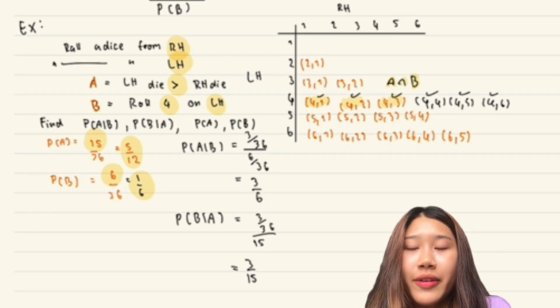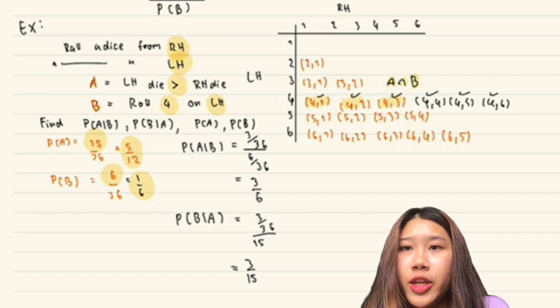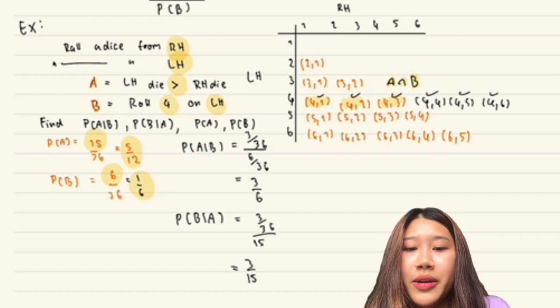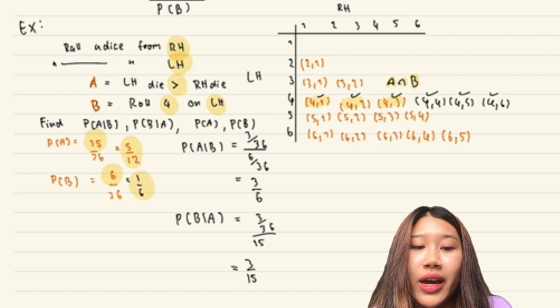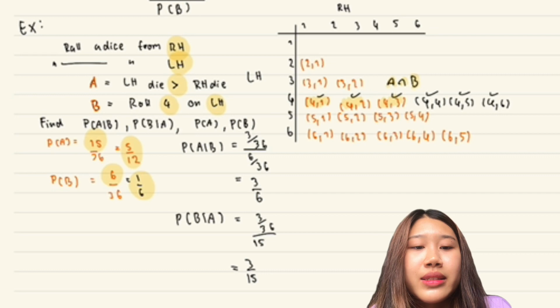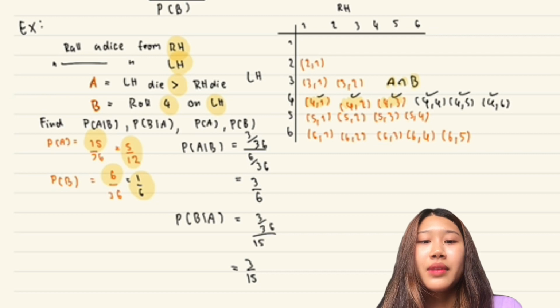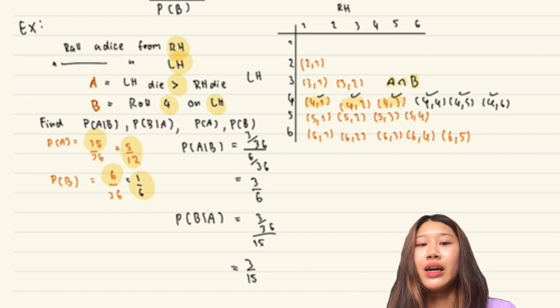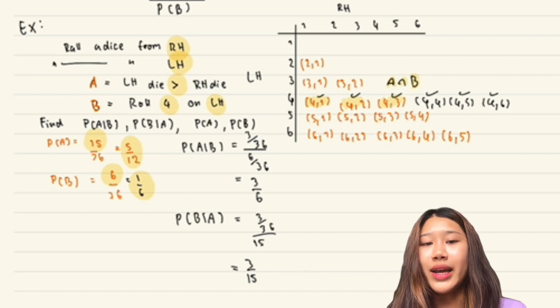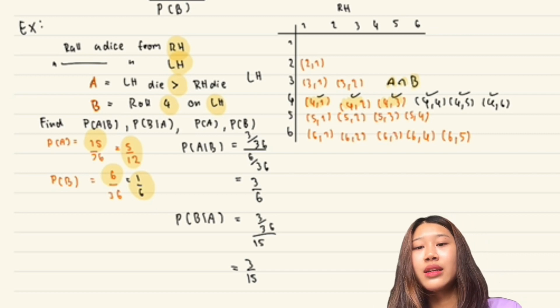So the probability of A given B is going to be the probability of A intersection B divided by the probability of B. We already have the probability of B. So let's find the probability of A intersection B. You need the left-hand die to be greater than the right-hand die, and it is number 4 on the left hand.